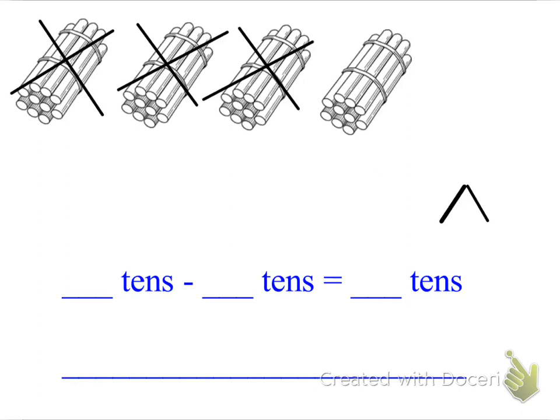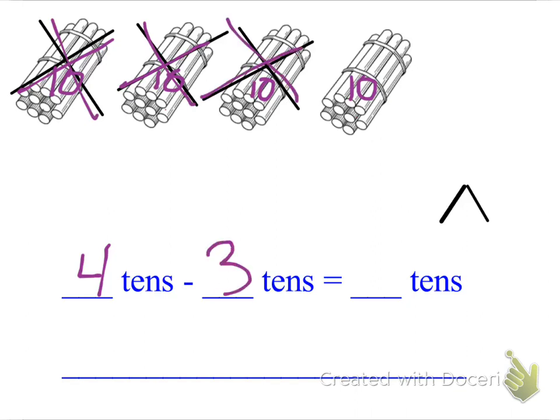Now looking at this, remember we know that these are each 10. And we see that there's 1, 2, 3, 4 tens that were our whole. Then we X'd off 3 of them. And then there's only 1 ten left.